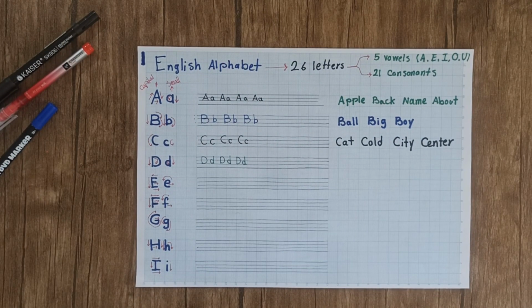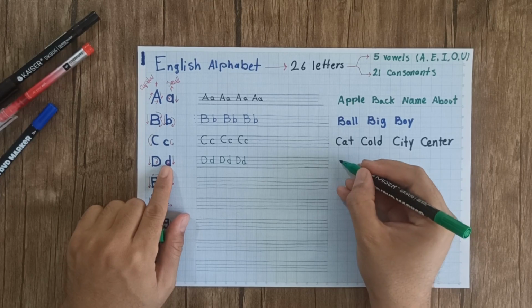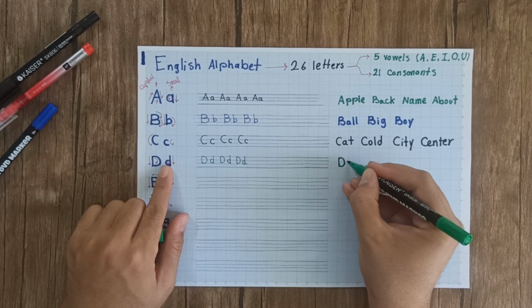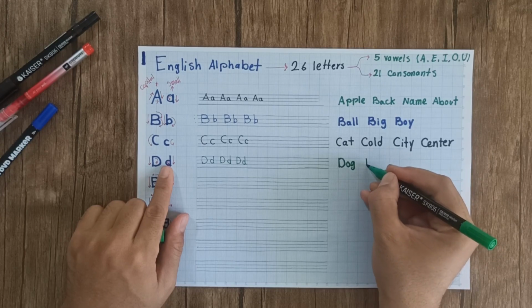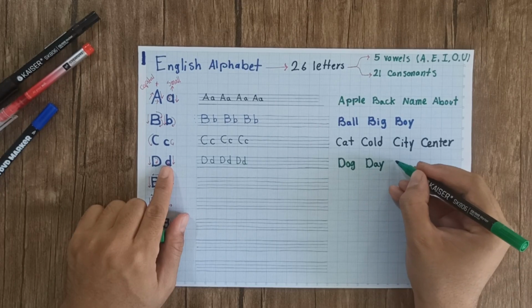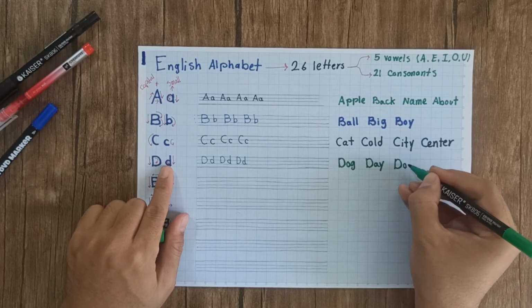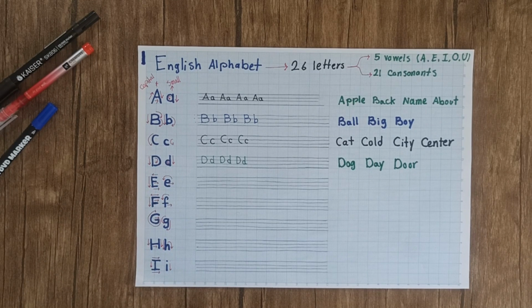Okay, for D also we have different examples. For example, you can say like dog. You see, you have dog. Like, for example, day. Okay, we have other words like, for example, door. You see, we have door, okay, and so on. That's for D.